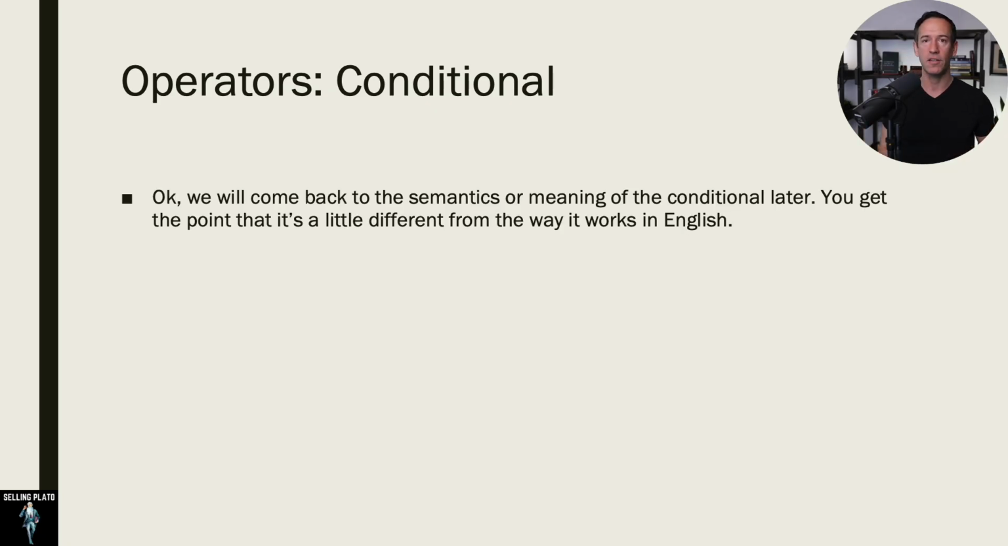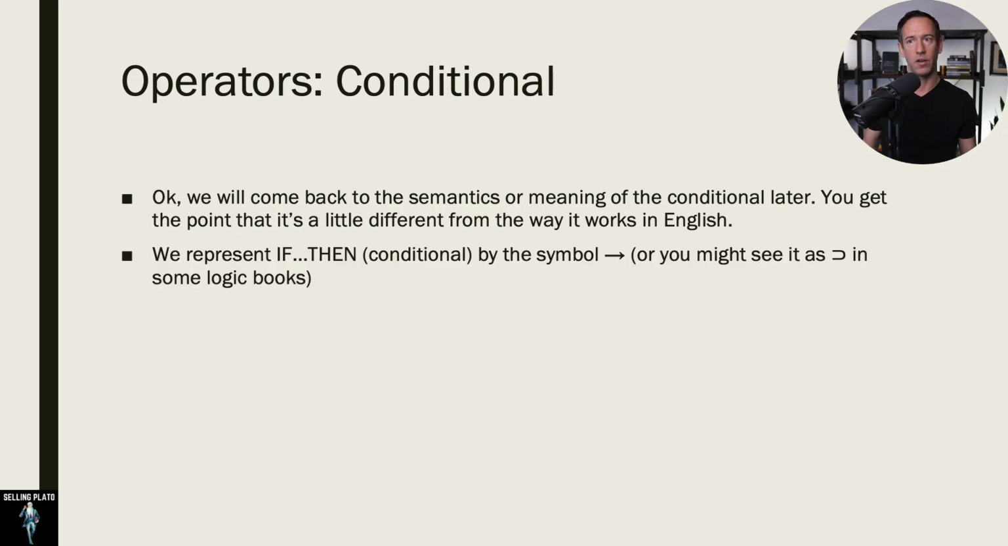We're going to come back to the semantics, or the meaning, the interpretation of the conditional later. Hopefully you get the point by now that it's a little different from the way it works in English. Sometimes it can be a lot different. So we represent if-then, the conditional, by this arrow. In other textbooks, you might see it as the horseshoe. Both of those really mean the same thing. In my case, I'm going to stick with the arrow.